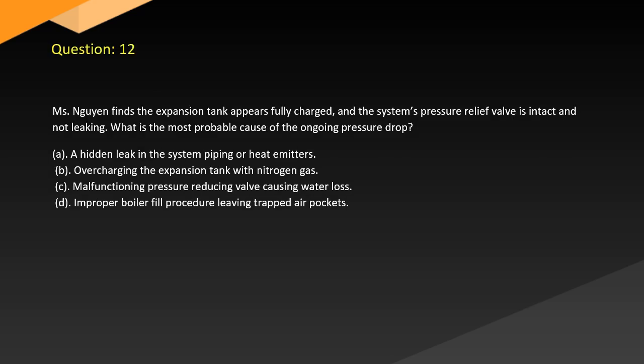Question 12. Mr. Nguyen finds the expansion tank appears fully charged and the system's pressure relief valve is intact and not leaking. What is the most probable cause of the ongoing pressure drop? A. Hidden leak in the system piping or heat emitters. B. Overcharging the expansion tank with nitrogen gas. C. Malfunctioning pressure-reducing valve causing water loss. D. Improper boiler fill procedure leaving trapped air pockets.